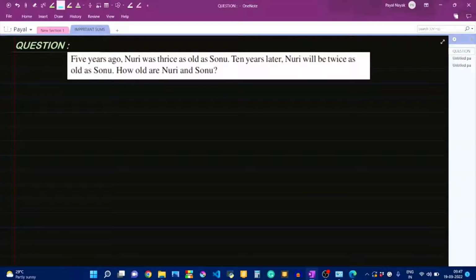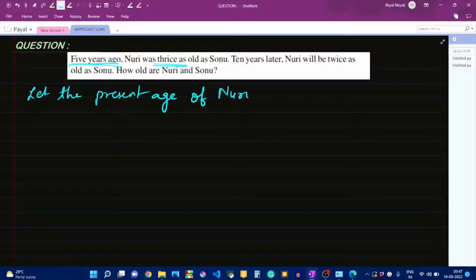Now this is a problem that is based on ages. So let us learn how to solve them. Now 5 years ago, Noori was thrice as old as Sonu, right? So this condition that they have given you is 5 years ago. So first let us assume, let the present age of Noori be X years.